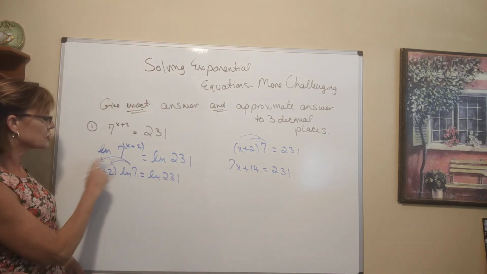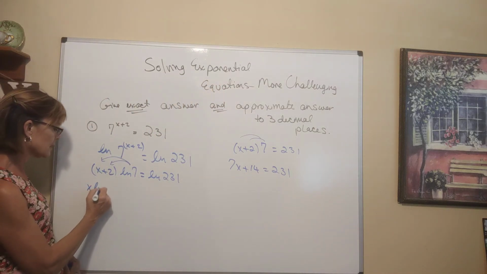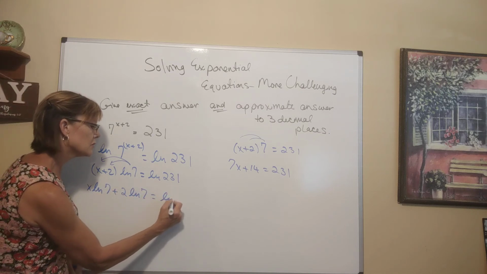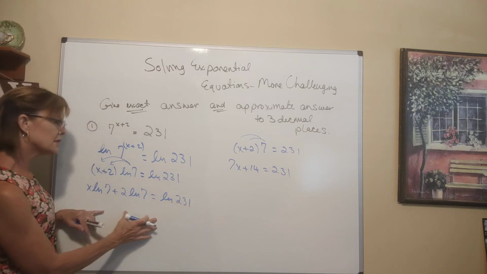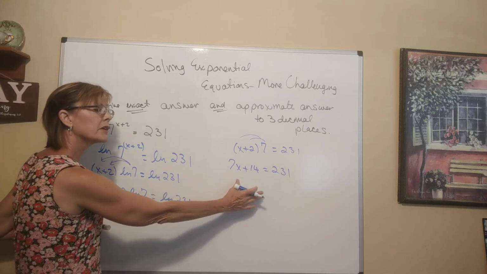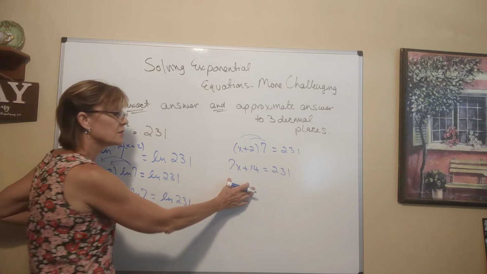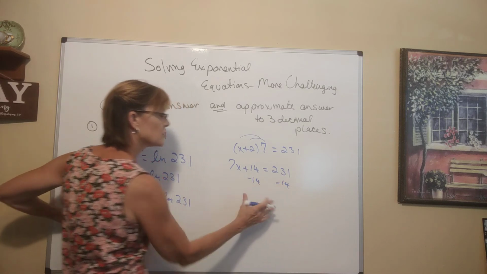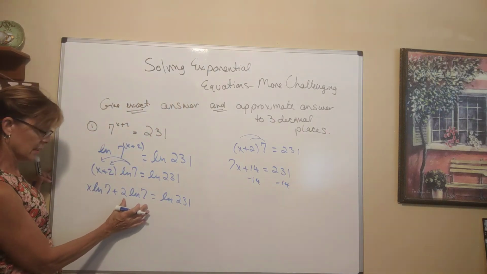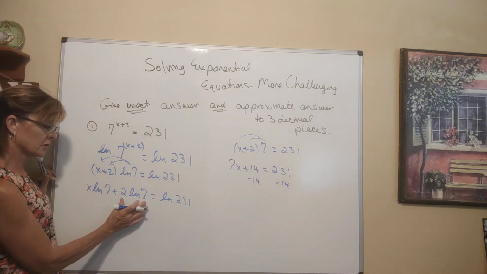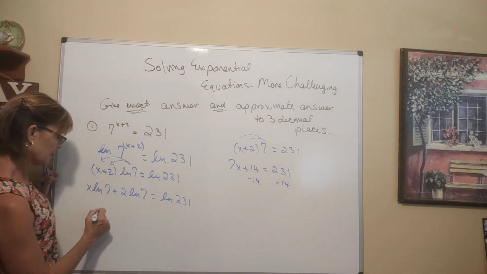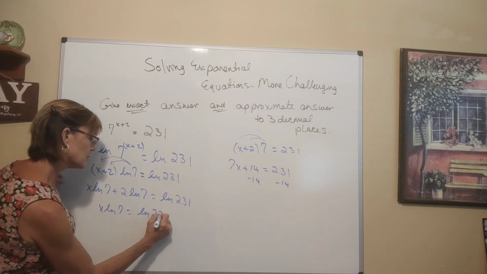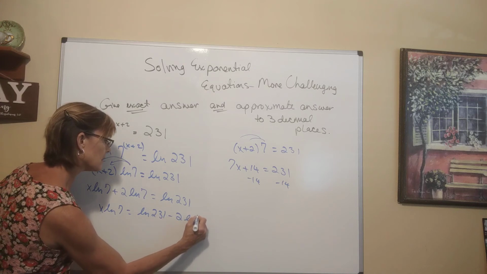I'm going to choose to distribute this. So I'll get x times the natural log of 7 plus 2 times the natural log of 7 is equal to the natural log of 231. Basically I have the same thing here. If I was solving this equation, I would isolate my x by subtracting 14 from both sides. So I'm going to do the same thing here. I'm going to subtract this 2 natural log of 7, the term that does not have an x in it, from both sides to isolate the term that does have the x in it. That gives the natural log of 231 minus 2 times the natural log of 7.